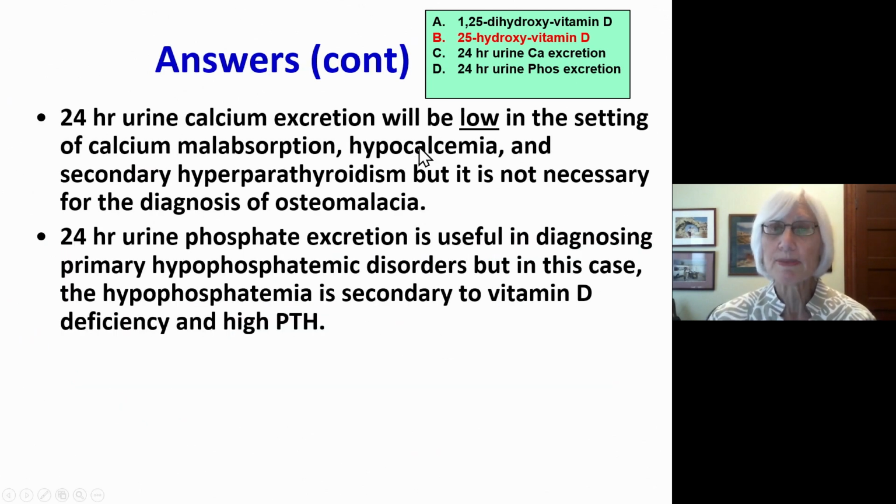24-hour urine calcium excretion will be low in the setting of calcium malabsorption, which is very common after Roux-en-Y. She had a secondary hyperparathyroidism, so this is not going to help you make the diagnosis. You can predict it from her labs. The 24-hour urine phosphate excretion is very useful in primary hypophosphatemic disorders of bone. But in this case, the hypophosphatemia is secondary to the vitamin D deficiency and the high PTH, which is phosphaturic.